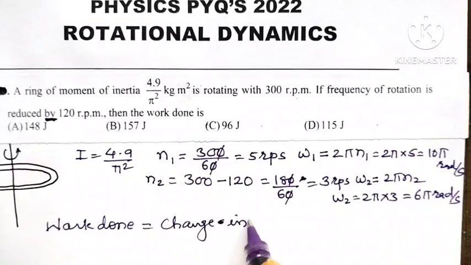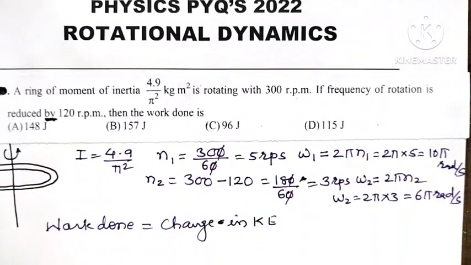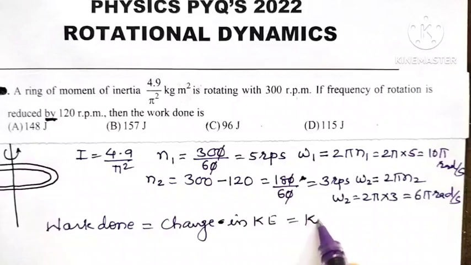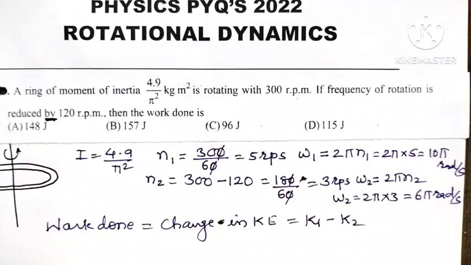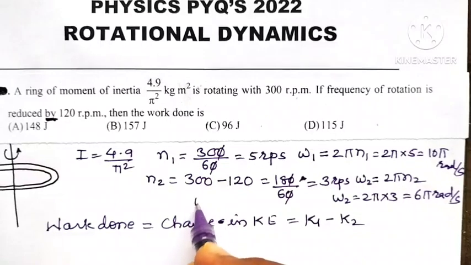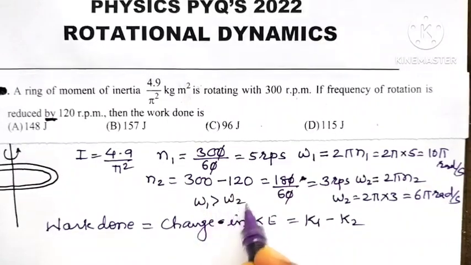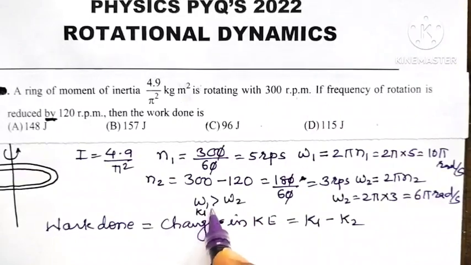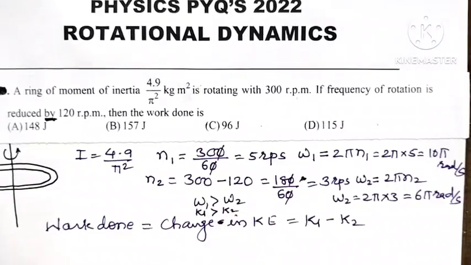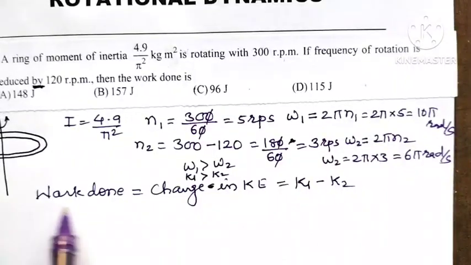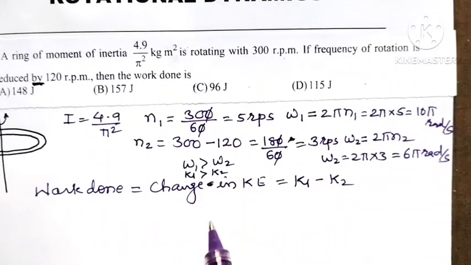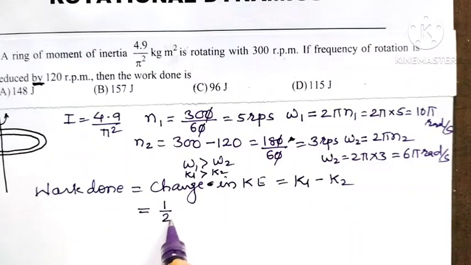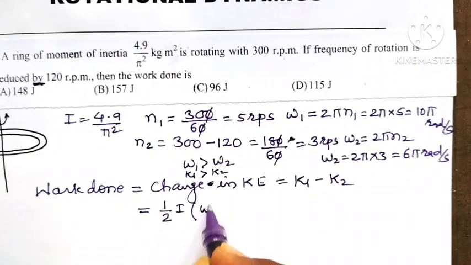Work done is equal to what? Change in kinetic energy. Say initial kinetic energy is K1, final kinetic energy is K2. Why have we taken K1 minus K2? Because omega 1 is greater than omega 2, it means kinetic energy initially is greater than kinetic energy finally. So work done equal to change in kinetic energy, and we know that kinetic energy is given by the formula half I omega square.